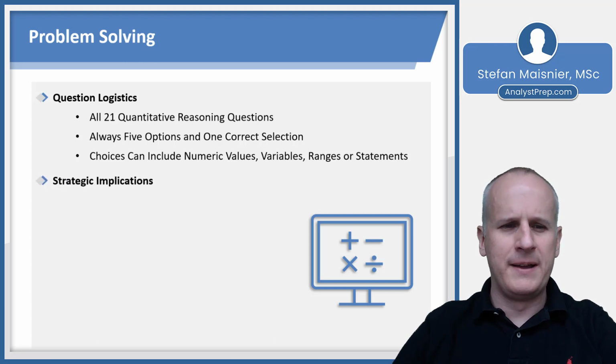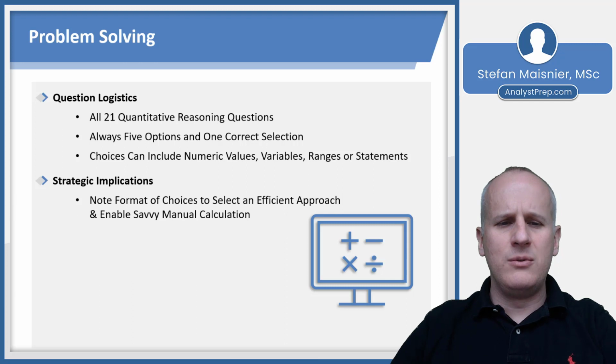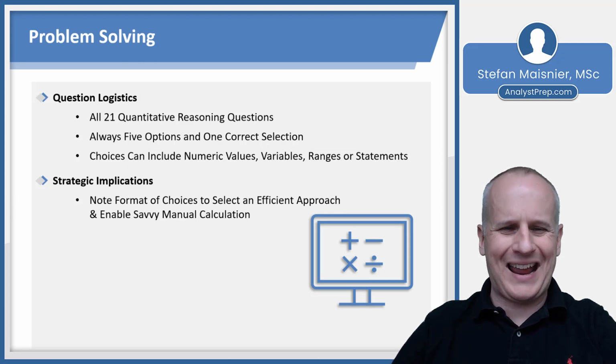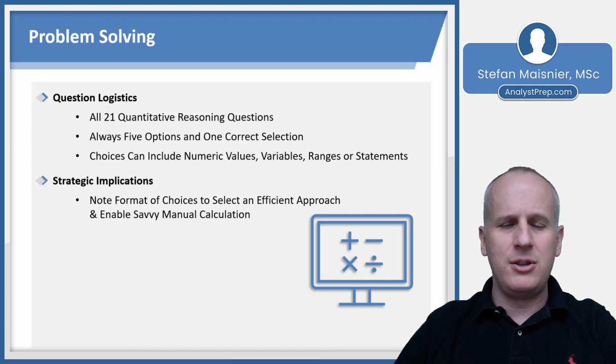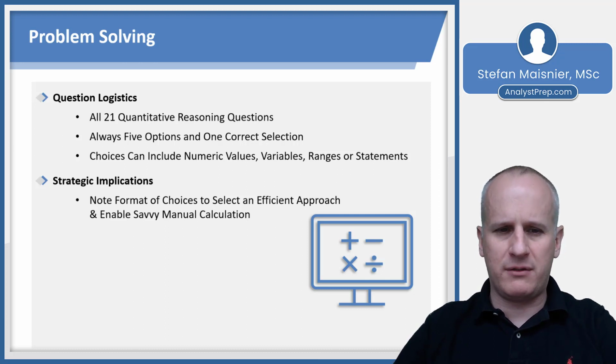one selection. Now, strategically, you need to note the format of the choices to select an efficient approach and also enable savvy manual calculation. The very first lesson of the quantitative reasoning section was about manual calculation. So you want to always use all of the evidence that you've got in a problem solving question, and that includes how the answer choices are structured to help you decide what the best way to solve is.